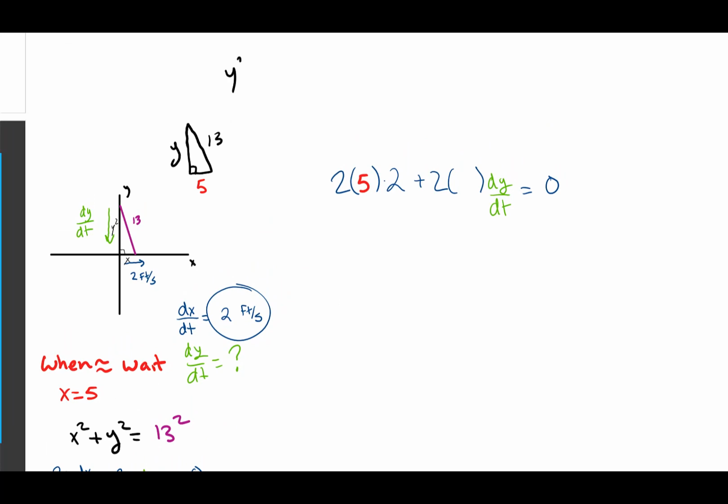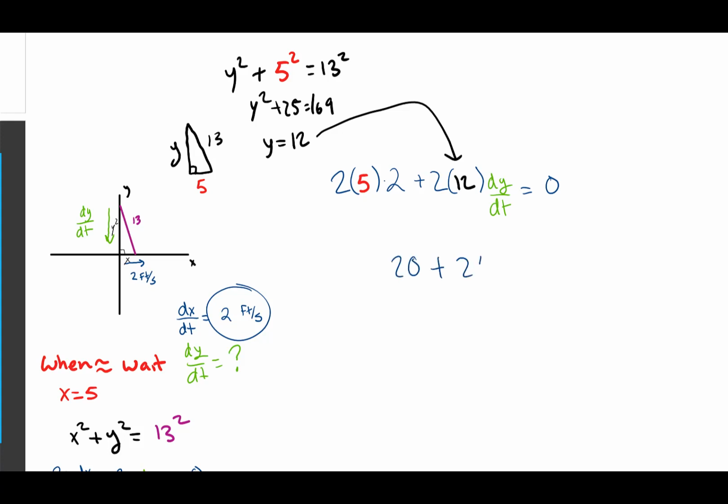So we have our y squared plus the 5 squared is equal to our 13 squared. Hopefully you recognize this is a 5, 12, 13 triangle. So we have y squared plus 25 is equal to 169. A little bit of algebra, we're going to find out that y is equal to 12. Now we can just take that and plug it on in. We go through and we evaluate. Let's do some work. 2 times 5 times 2, that's 4, that's 20. Plus 24, there's that dy dt that we're looking for. And then this is equal to 0.